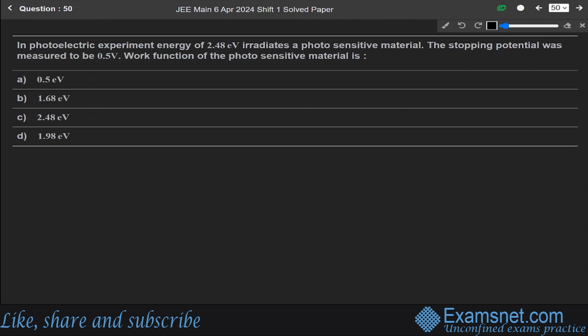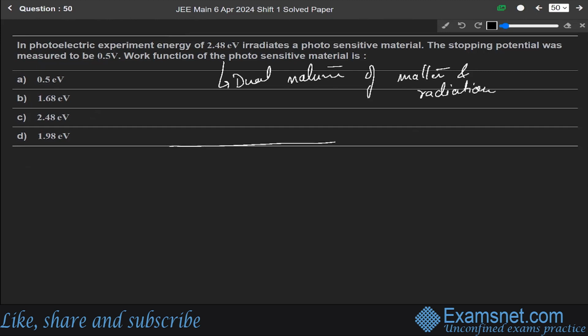Now, next question. In a photoelectric experiment, energy of 2.48 electron volt irradiates a photosensitive material. The stopping potential was measured to be 0.5 volt. The work function of the photosensitive material is, okay. So this question is from the chapter of dual nature of matter and radiation. It is asking about the photoelectric effect. So what happens in a photoelectric effect?